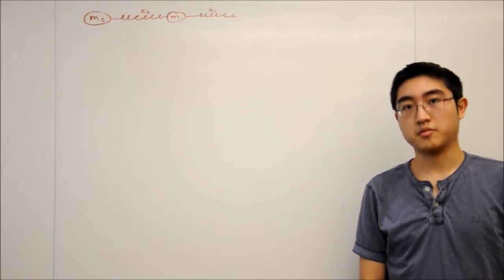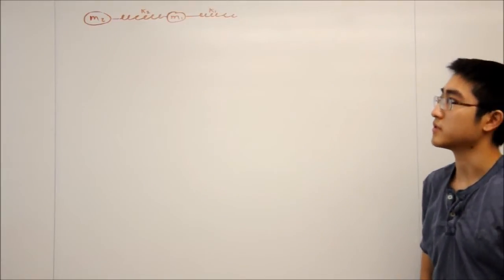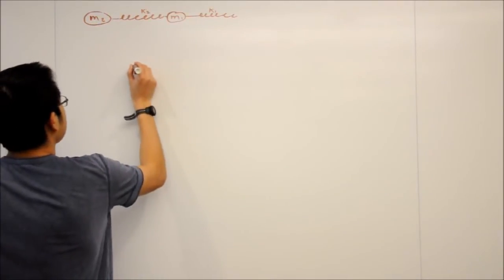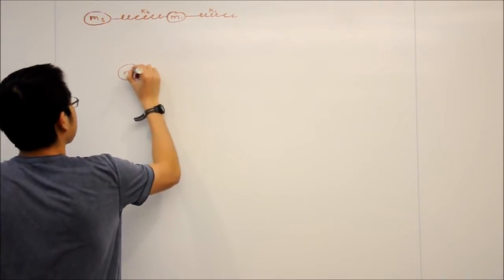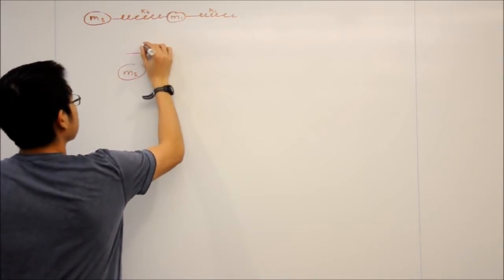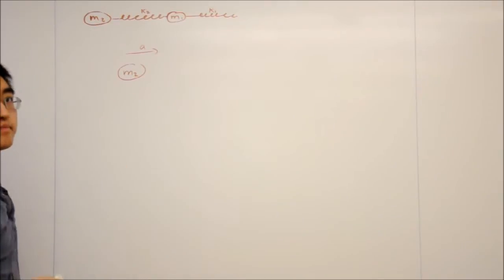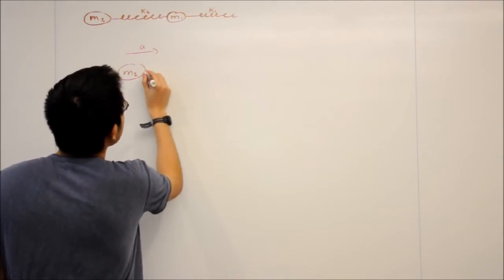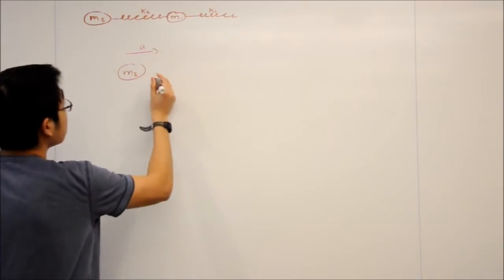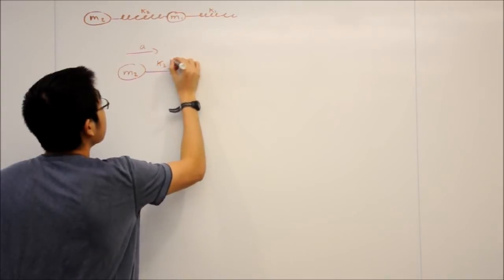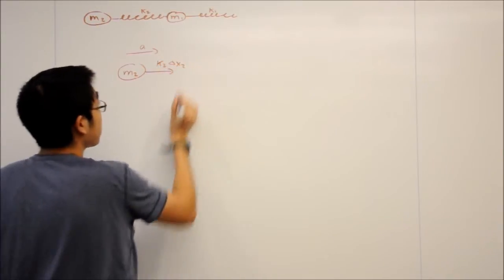So to start off the problem, let's first draw an isolation diagram for mass 2. So here, we see that it's accelerating to the right with acceleration A, and the only force that is acting on it in this direction is the spring force, which is given by K2 times delta X2, right?